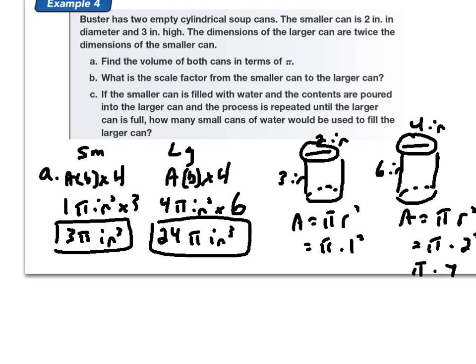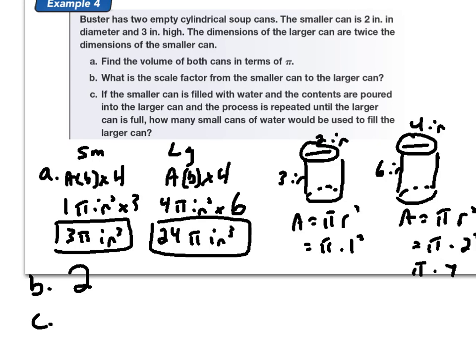For part B, it asks us what the scale factor from the smaller can to the larger can is. Well, this says the dimensions of the larger can are twice the dimensions of the smaller can, so that means the scale factor is 2. The larger can is twice as big as the smaller can. So if we take the smaller can times 2, that will give us the larger can.